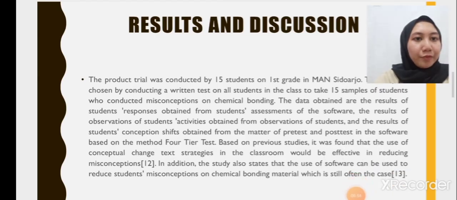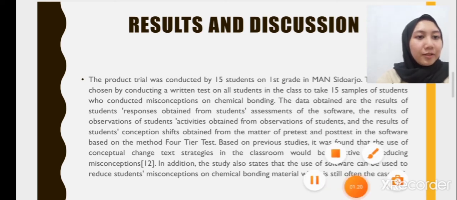Based on previous studies, it was found that the use of conceptual change text strategies in the classroom would be effective in reducing misconceptions. In addition, the study also states that the use of software can be used to reduce students' misconception on chemical bonding material, which is still often the case.